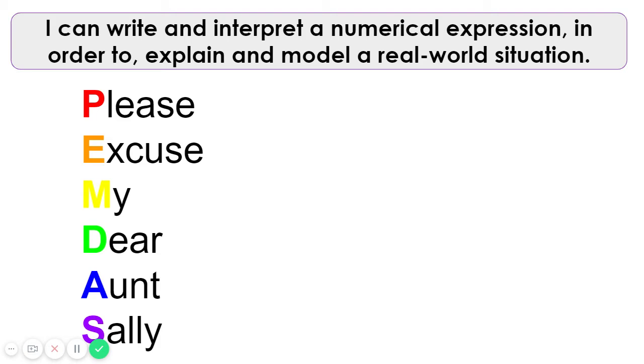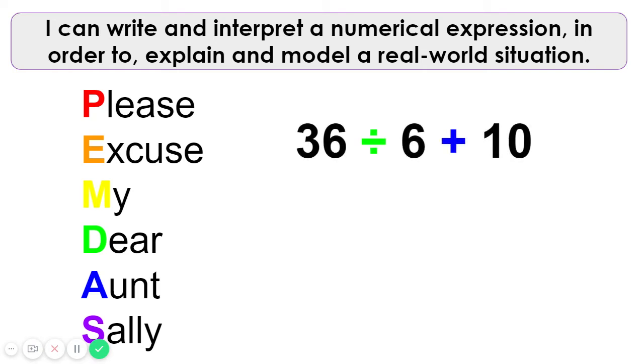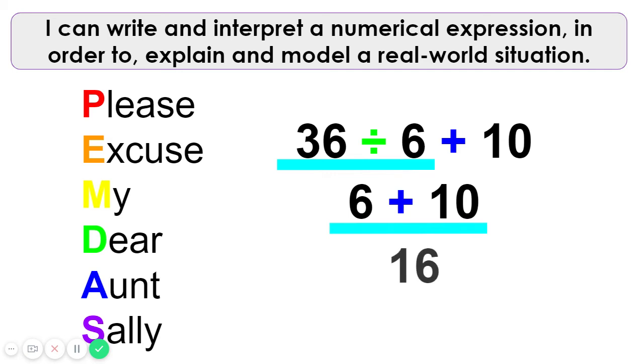So let's look at some examples using the order of operations, and I have it on the side for us to remember. Please excuse my dear Aunt Sally. So our problem is 36 divided by 6 plus 10. Following the order of operations, I don't have parentheses or exponents. I don't have any multiplication, but I do have division. So I start with 36 divided by 6, which is 6. And then my last step is 6 plus 10. So my answer is 16.